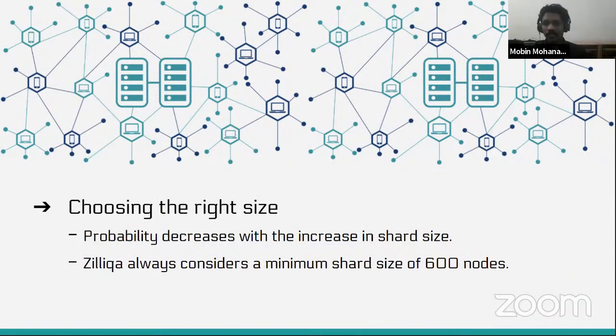But moving on to the next, being the right size of the blockchain. Like earlier I was talking about a hypothetical situation where, if we divide 1,000 nodes into 10 shards, with each shard containing 100 nodes, is it possible?